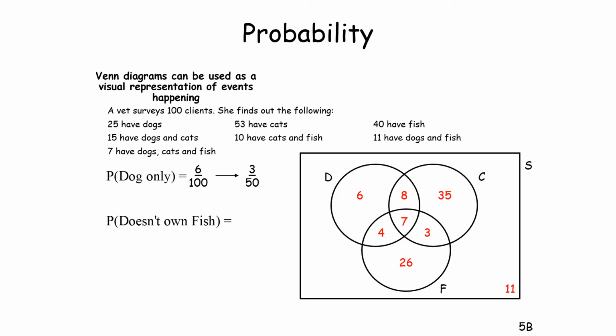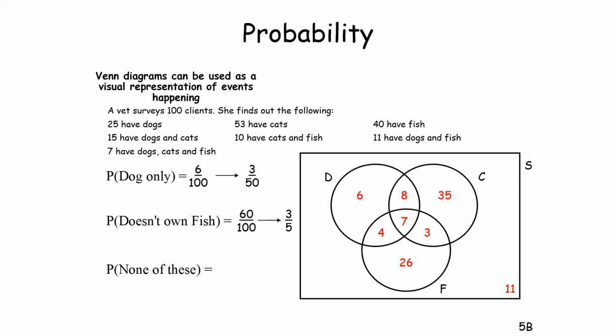Next question is, what is the probability of someone who doesn't own a fish? Okay, so not owning a fish would be these people here: dog only, cat only, dog and cat, and people who don't have any pets. So you add them up, that gives you 60, so 60 out of 100, which you could simplify as 3 over 5.